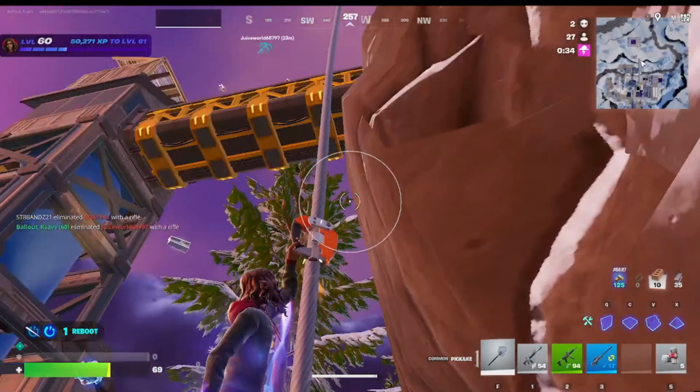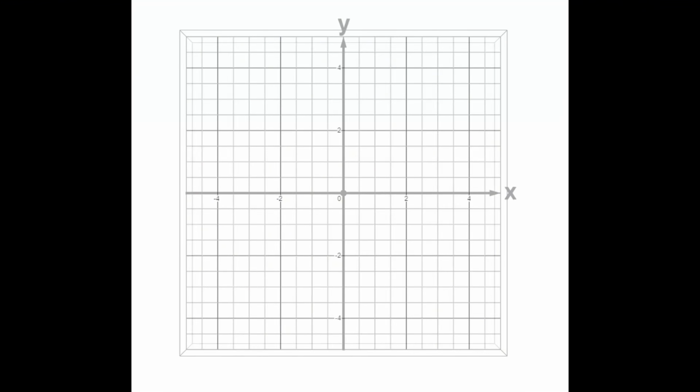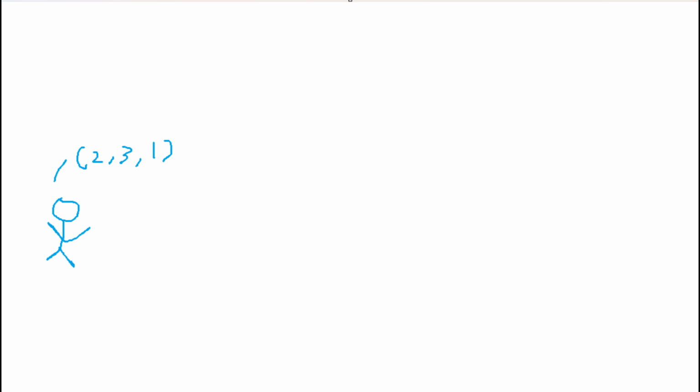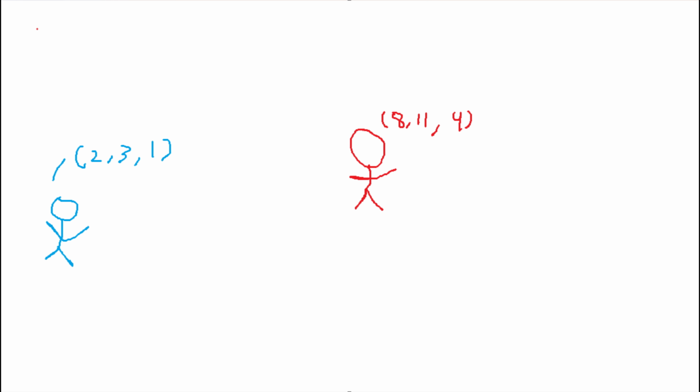First, we need to understand how positions work in a 3D game. In a normal 2D graph, we have x and y. But games are three-dimensional, so we need another axis. For this example, let's say x represents left and right, y represents forward and backward, and z represents height. Different games can use different coordinate systems, but the math we're learning is basically the same. Let's say our player is standing at 2, 3, 1, and our target is standing at 8, 11, 4.